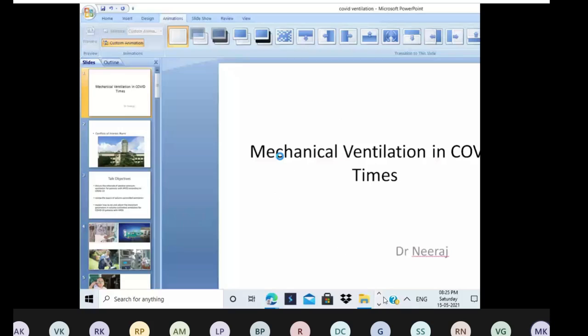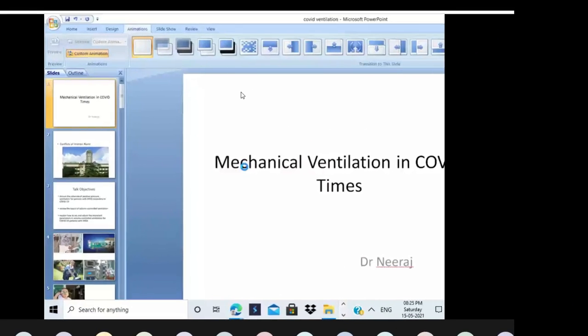Especially in COVID, we have had really bad results with mechanical ventilation. The two things that are important in mechanical ventilation in a COVID patient is the timing of when you should start it, which is the most important thing. When we decide very late in starting mechanical ventilation, we have a lot of failures and a lot of deaths.